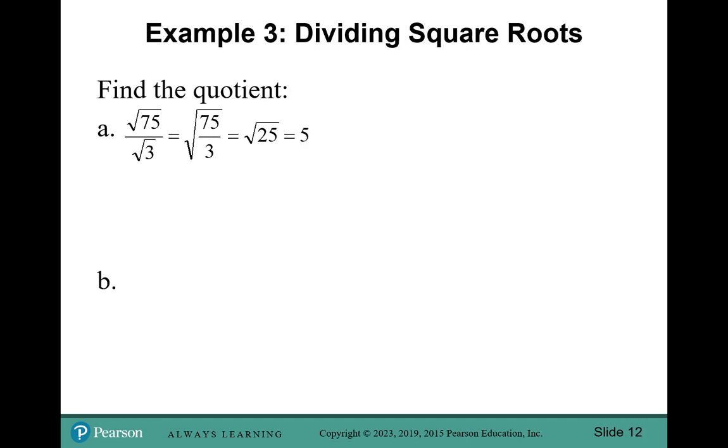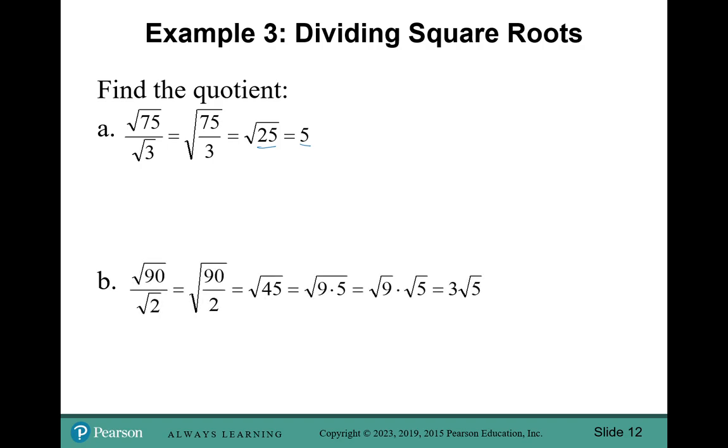Let's find the quotient. I'm looking at the square root of 75 over the square root of 3. That is the same thing as the square root of 75 over 3. We know that 75 divided by 3 is 25. And the square root of 25 is a perfect square. So the square root of 25 is just 5.